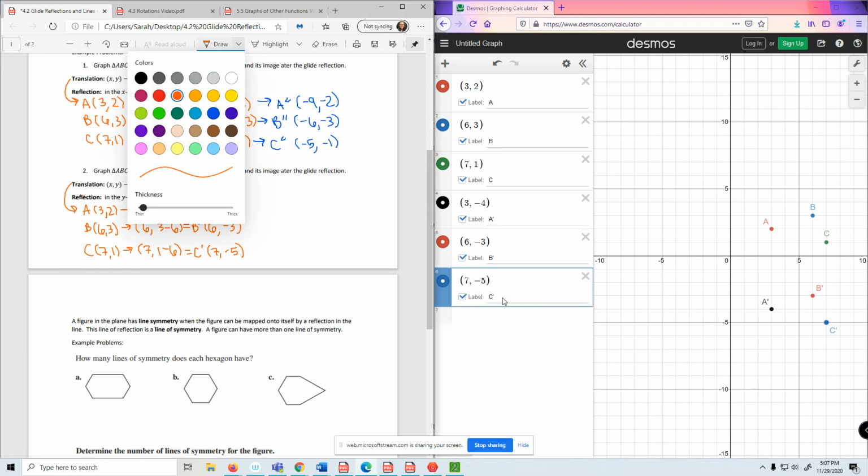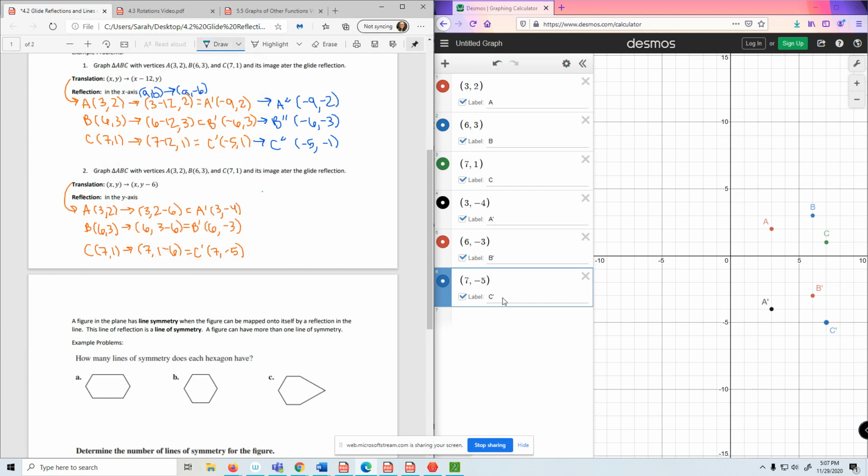This time we are reflecting in the y-axis. Reflections in the y-axis turn the coordinates (A, B) into (-A, B). So our x coordinate changes signs, our y coordinate stays the same. Let's do that to A prime, B prime, C prime.